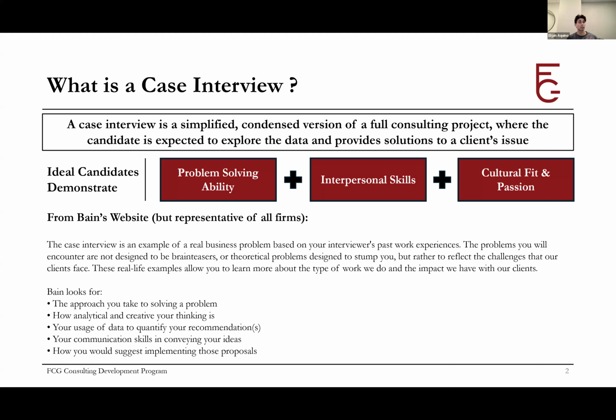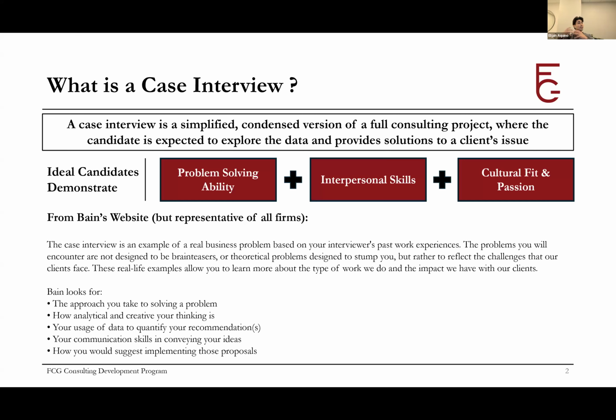I'm going to run through this quickly because we did this last week, so if you missed it, this is kind of just a review. And I also want to get into the case here from Bain's website. So what are they looking for? They want to see the approach you're taking to solve a problem, how analytical and creative you are in your thinking, and your usage of data to quantify your recommendations. Today we're going to be using a lot more data, especially because we're going to be market sizing. So we're going to be creating assumptions ourselves and backing up those assumptions to create a market size for whatever you're thinking, honestly. They also look at your communication skills in conveying your ideas, and how you would suggest implementing those proposals.